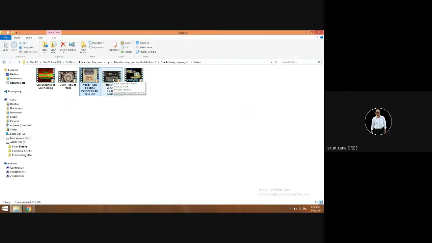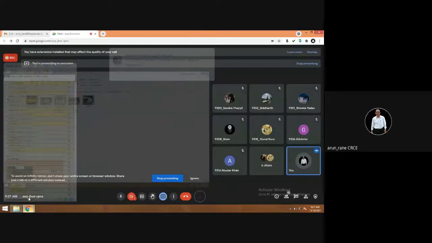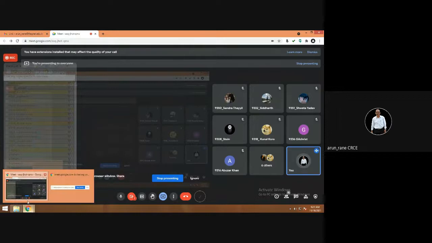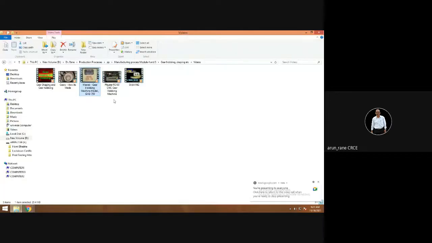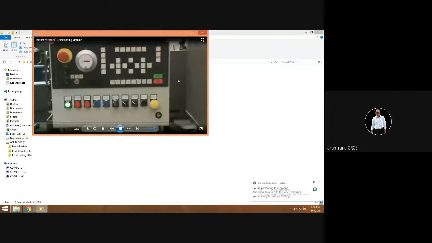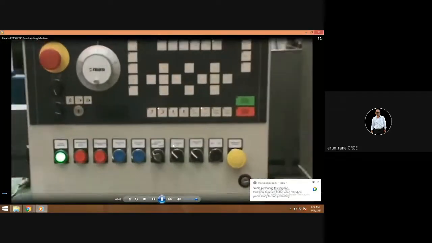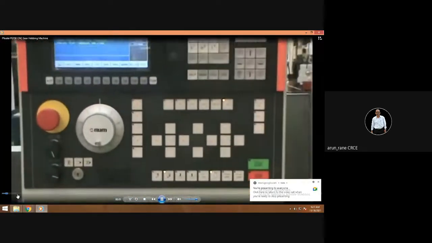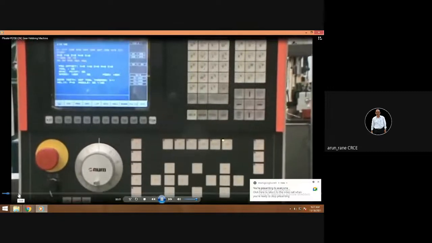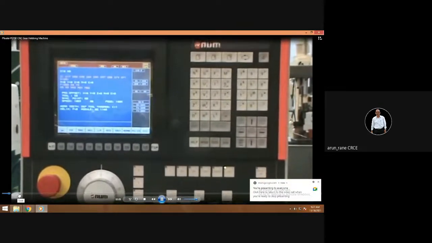Pfauter is another reputed gear manufacturing company. Pfauter, that is from Germany. So this is a CNC gear hobbing machine.